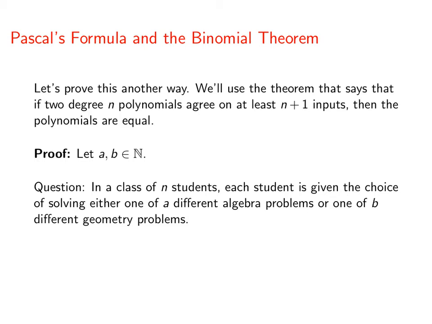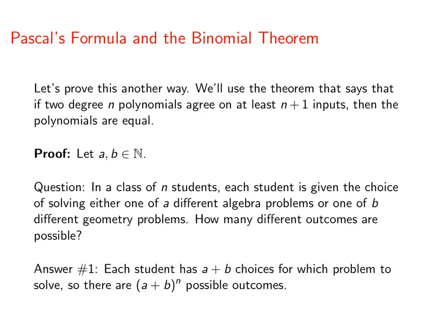So let's pose this question. In a class of n students, each student is given the choice of solving either an algebra problem or a geometry problem. There are a algebra problems and b geometry problems. How many different outcomes are possible? Well, the first answer is very easy. There are simply (a + b)^n different possible outcomes, because each student has a + b different choices that they could make, and so we'll just multiply that out n times.